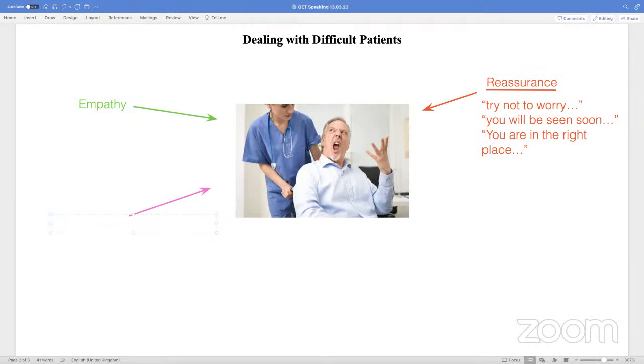Active listening. Listen to their story. Active listening. That's exactly what I have written down as well. Okay, what is active listening? There are two types. What is it?